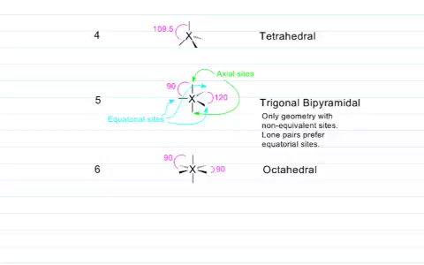Trigonal bipyramidal is the only geometry with non-equivalent sites. Lone pairs prefer the equatorial sites. That is very important because if you remember, trigonal bipyramidal has other names when you add lone pairs. Now for the octahedral, which has 6 electron groups, it's going to have an angle of 90 degrees all around, but when you go from the solid line to this solid line, it's going to give you an angle of 180, so don't forget that.